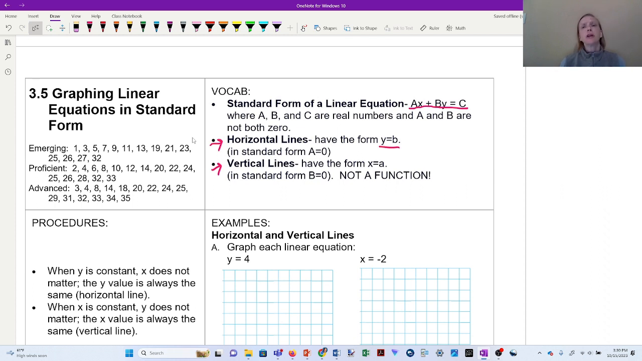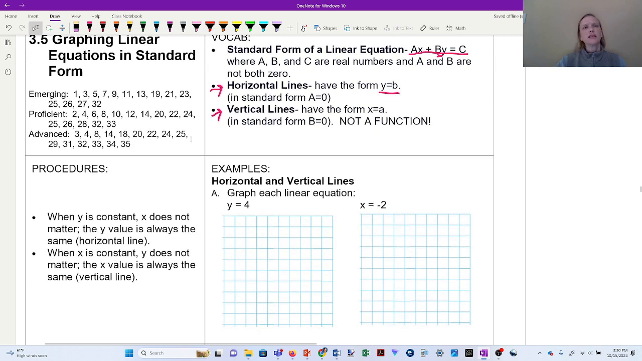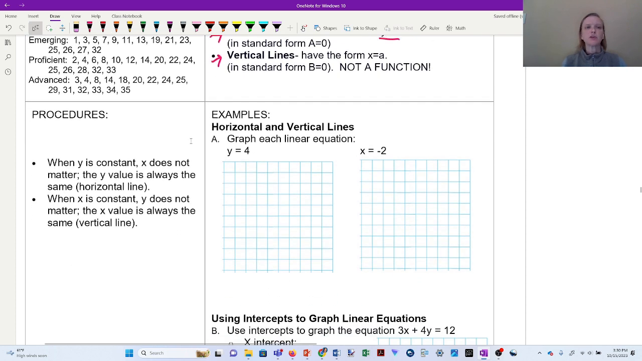And similarly, if you have b equals 0, the y term disappears from the equation, and you're left with something in the form x equals a, and that creates a vertical line. It's important to remember that a vertical line is not a function. It fails the vertical line test. So it's not a function, but it is still a linear equation. It creates a straight line. So let's look at some examples of equations in standard form, and let's start with those special examples first.